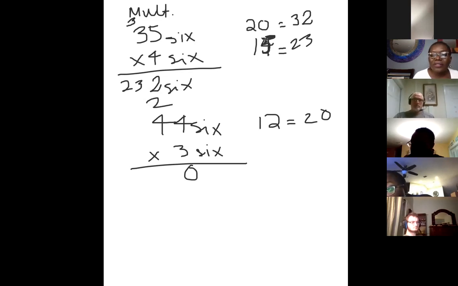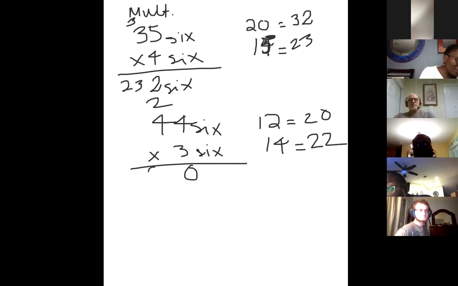And then you do 3 times 4 is 12 again. 12 plus 2 gives you 14. So you want to convert that. 6 goes into 14 2 times with 2 left over. So there's your answer. 220.